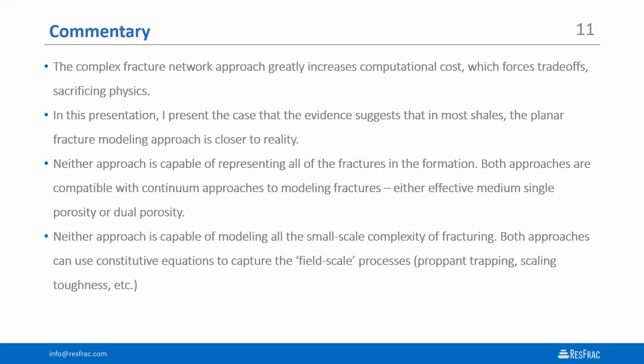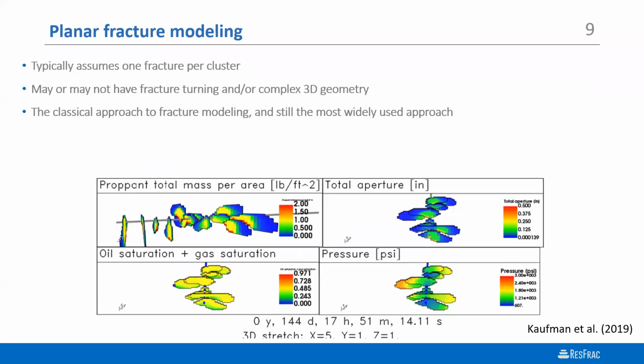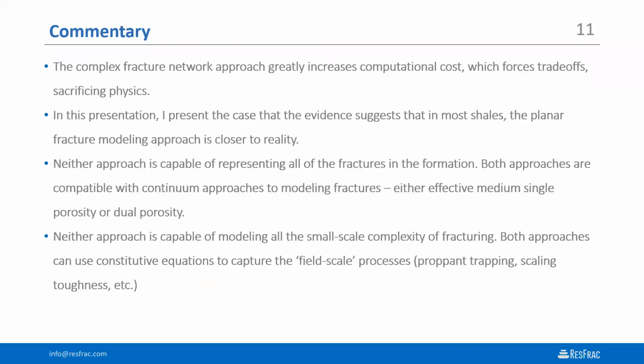Neither approach can represent all the fractures in the formation, of course. There are zillions of fractures, many of them too small to represent even in a DFN. So both approaches are compatible with continuum approaches. For example, you could have these discrete fractures embedded in a dual porosity medium, or you could simply have an effective medium, single porosity, where you enhance the system permeability in a single porosity model. So certainly neither this model nor this model is actually showing all the natural fractures, and we can account for them without having to use yet more and more complicated DFNs.